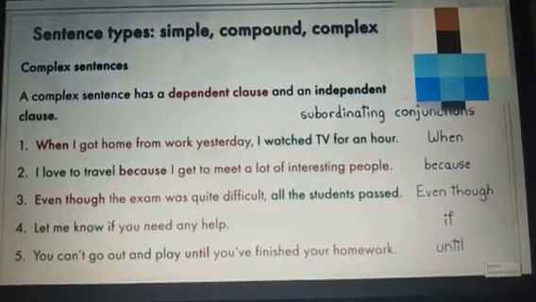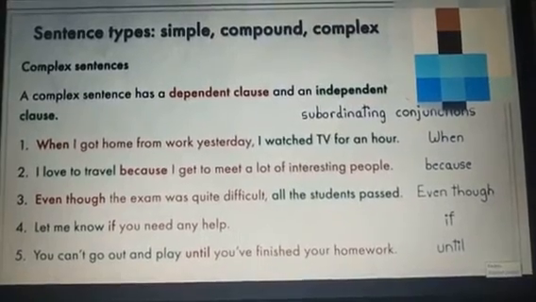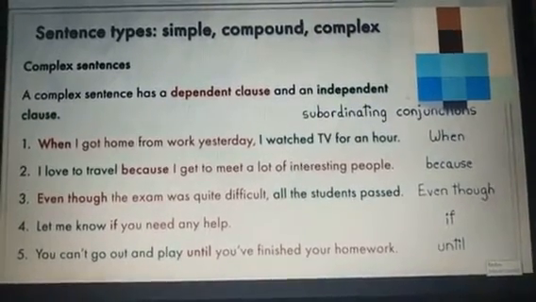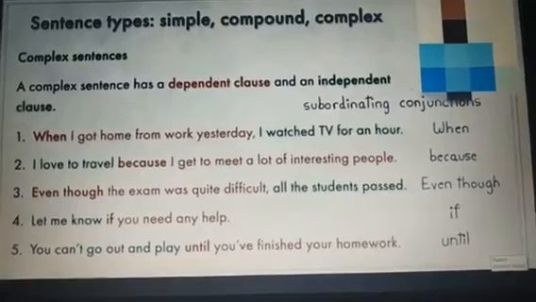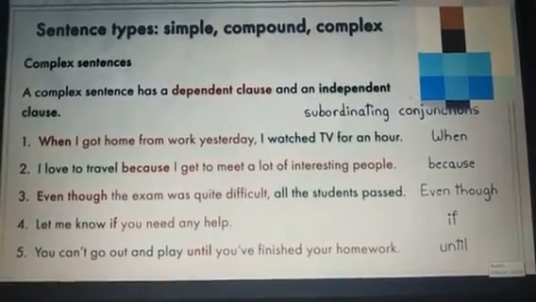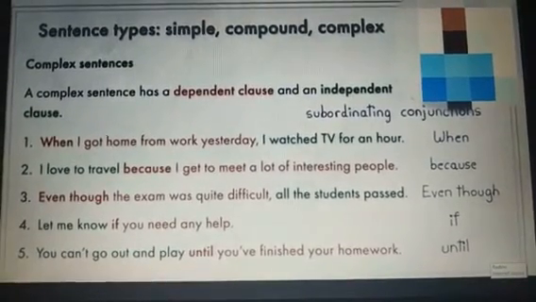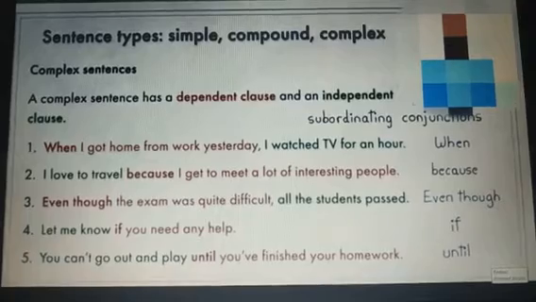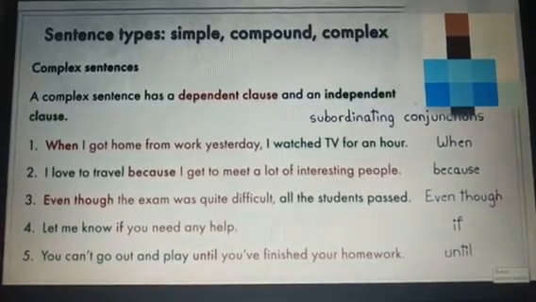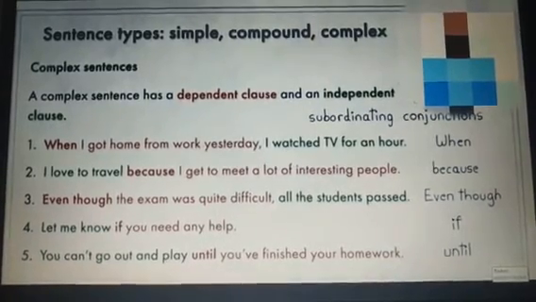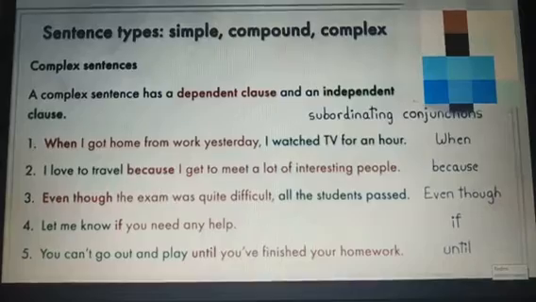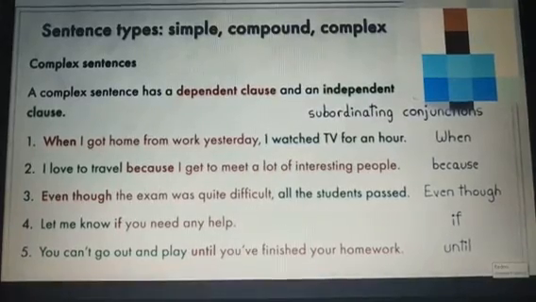I hope you all got these simple, compound and complex sentences. I wish you all the best for this. There is another type of dependent clause that you need to know about, and that is the relative clause, and that will be my next class. Till then, I wish you all the best, and Assalamu alaikum.